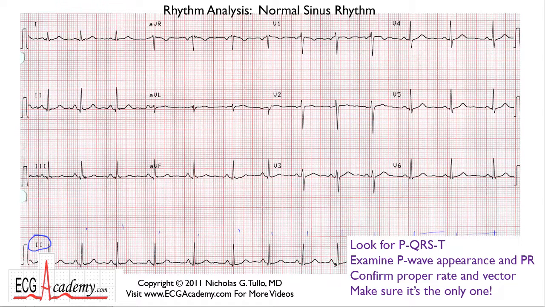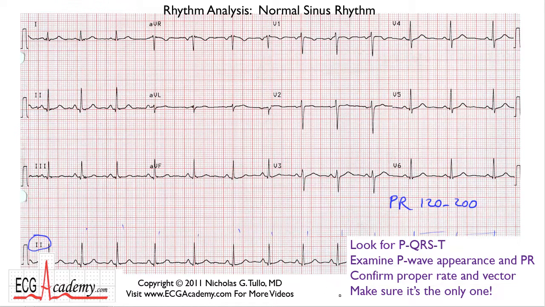The PR interval is very important, and we're going to get involved with that when we talk about AV block. But if you're going to call it a normal sinus rhythm, it should be a normal PR interval, which you should remember is 120 to 200 milliseconds, or 3 to 5 small boxes across. You want to confirm the proper rate and the electrical vector or the direction or the axis that the P wave is going, just to get a sense of where it's coming from. And I'll talk about that in a moment.